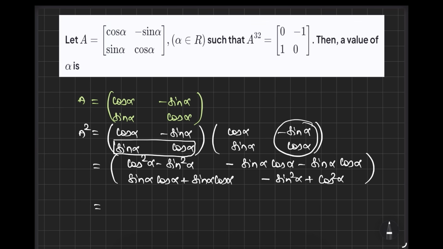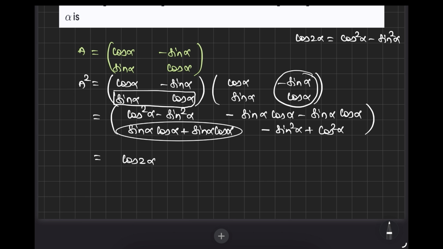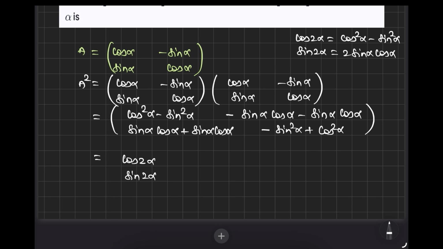I hope you remember all trigonometric formulas. You know that cos square alpha minus sin square alpha is cos 2 alpha. And this thing will become what? 2 sin alpha cos alpha. So sin 2 alpha is what? 2 sin alpha cos alpha. So it is sin 2 alpha. It is the same thing but with negative sign. So we can go with minus of sin 2 alpha, and the last entry is cos 2 alpha. It is A square.